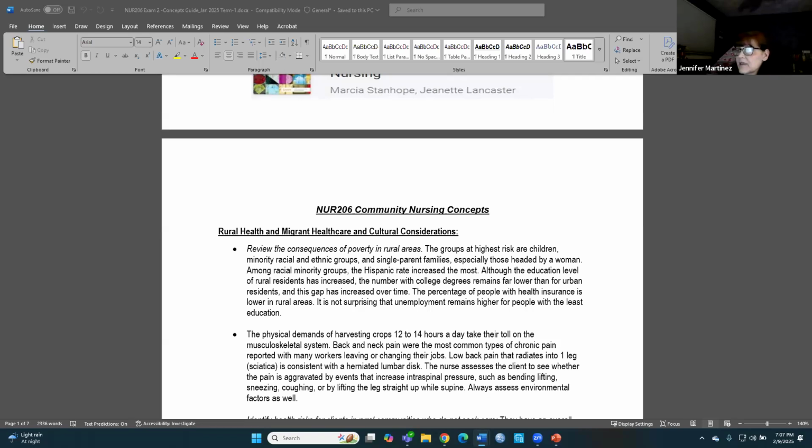With the groups that are higher at risk: children, minority racial and ethnic groups, single parent families. Children may also work on the farms with their parents, right? So they may be exposed to excessive amounts of noise, organic and inorganic dust, as well as the hazards of working with farm equipment, right? Because they learn by watching their parents. And if their parents aren't wearing that protective equipment, then they're not going to wear that protective equipment.